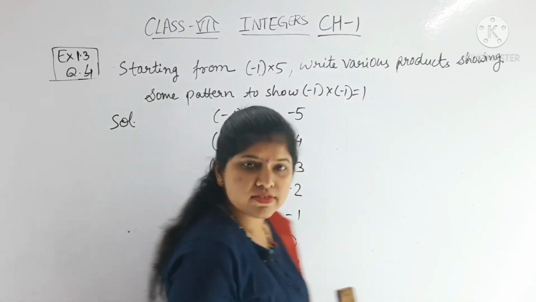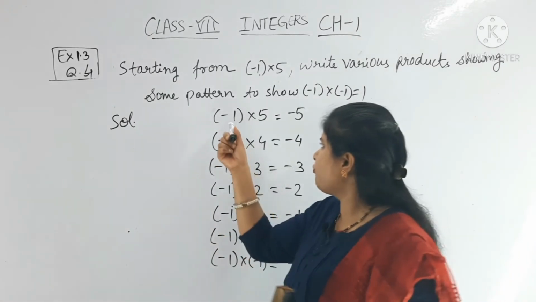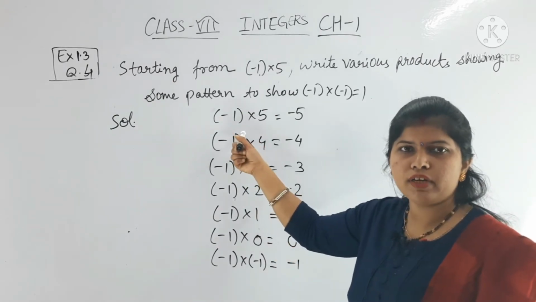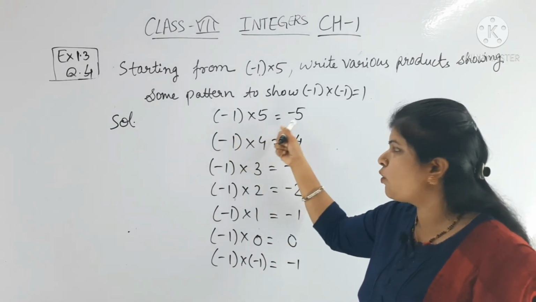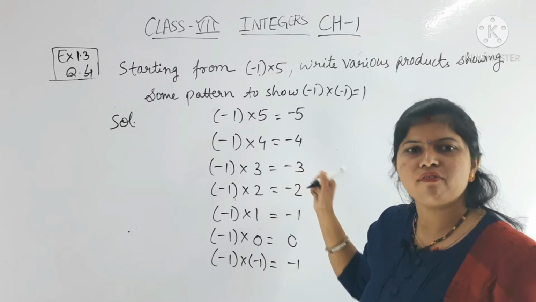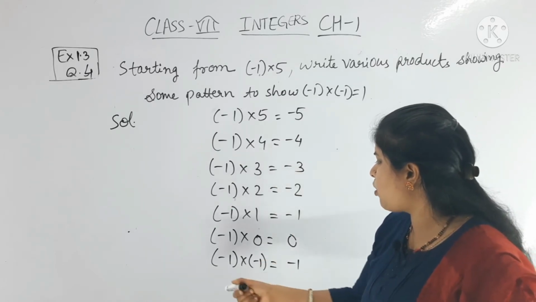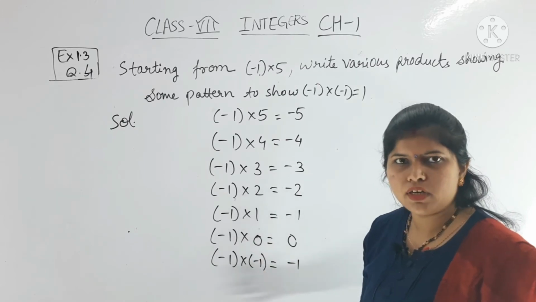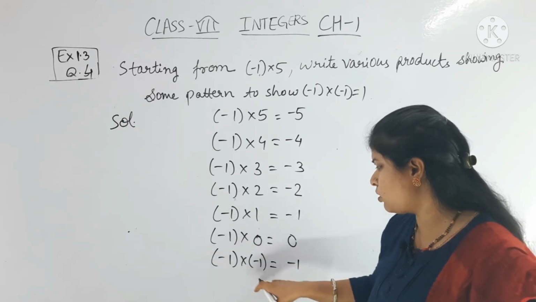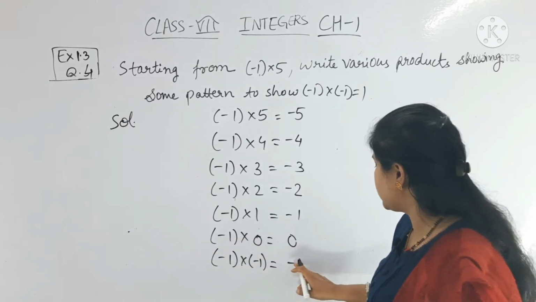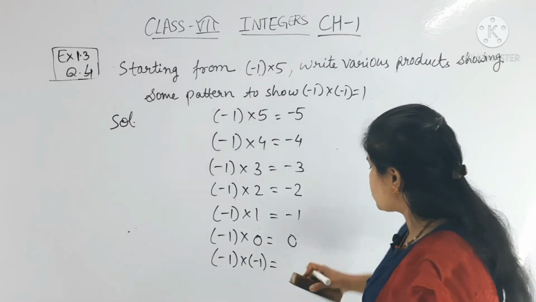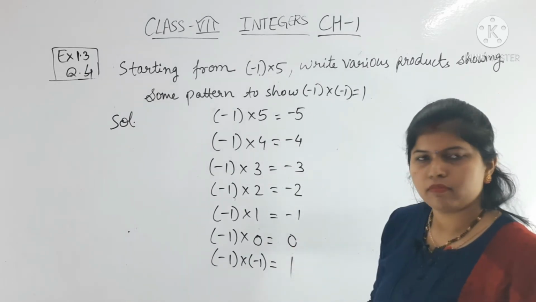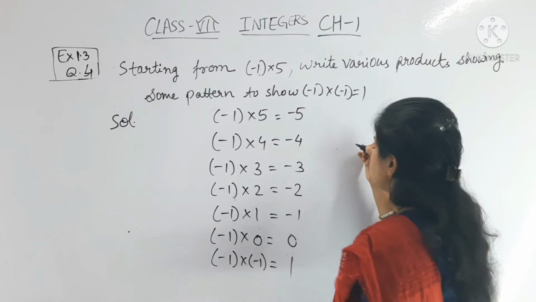So what we have seen here is that if we multiply the negative integer with the positive integer, we get a negative integer. If both numbers are negative integers and we multiply them, we get a positive integer. So we have to conclude like this only.